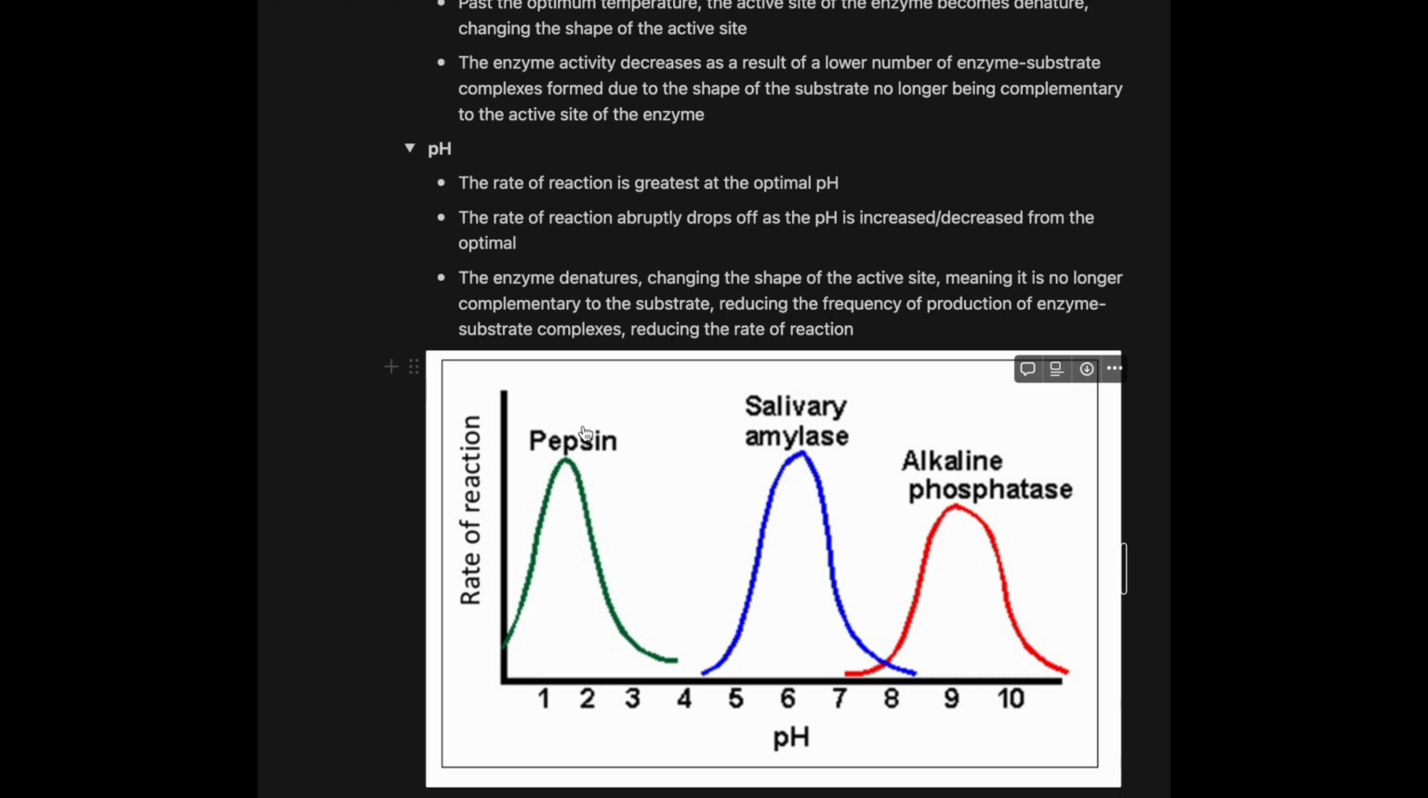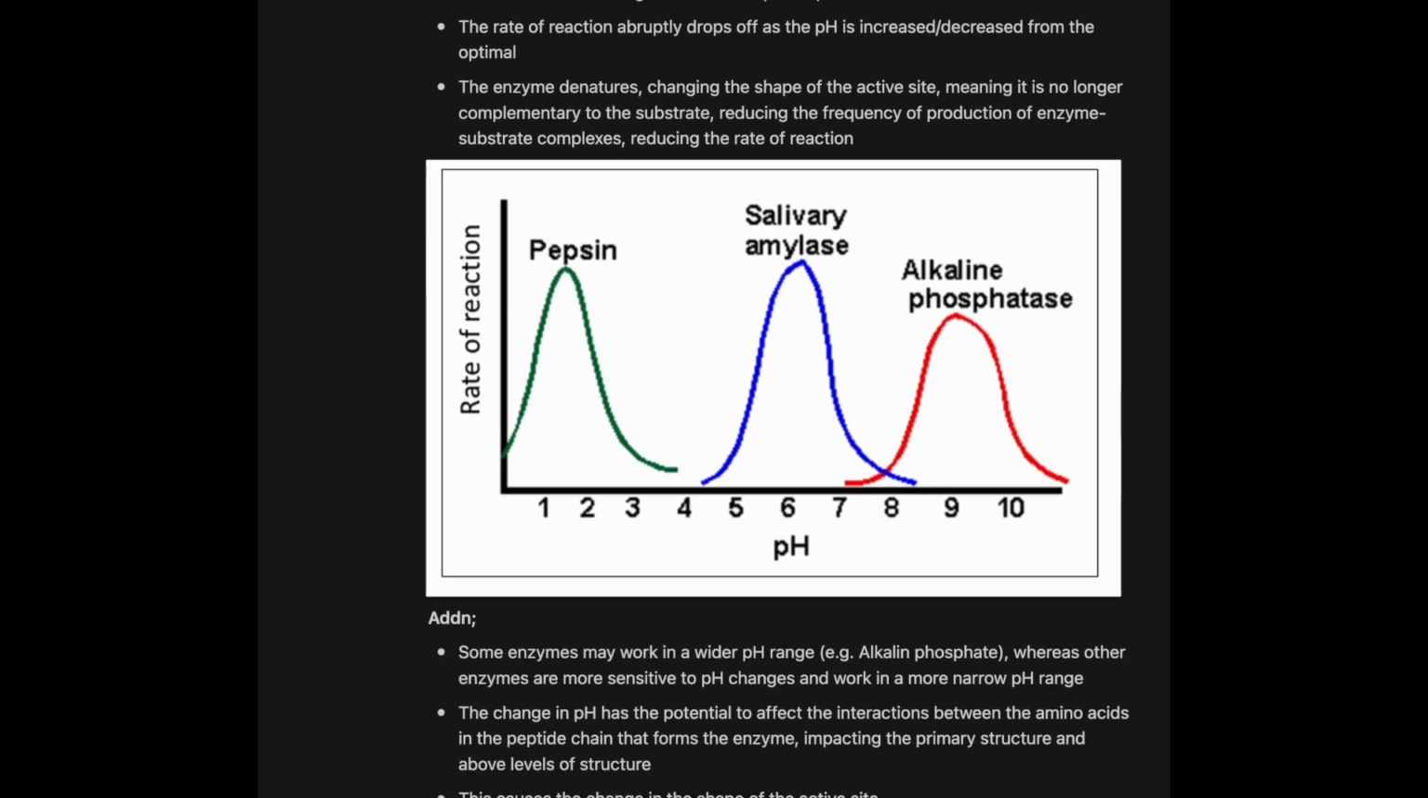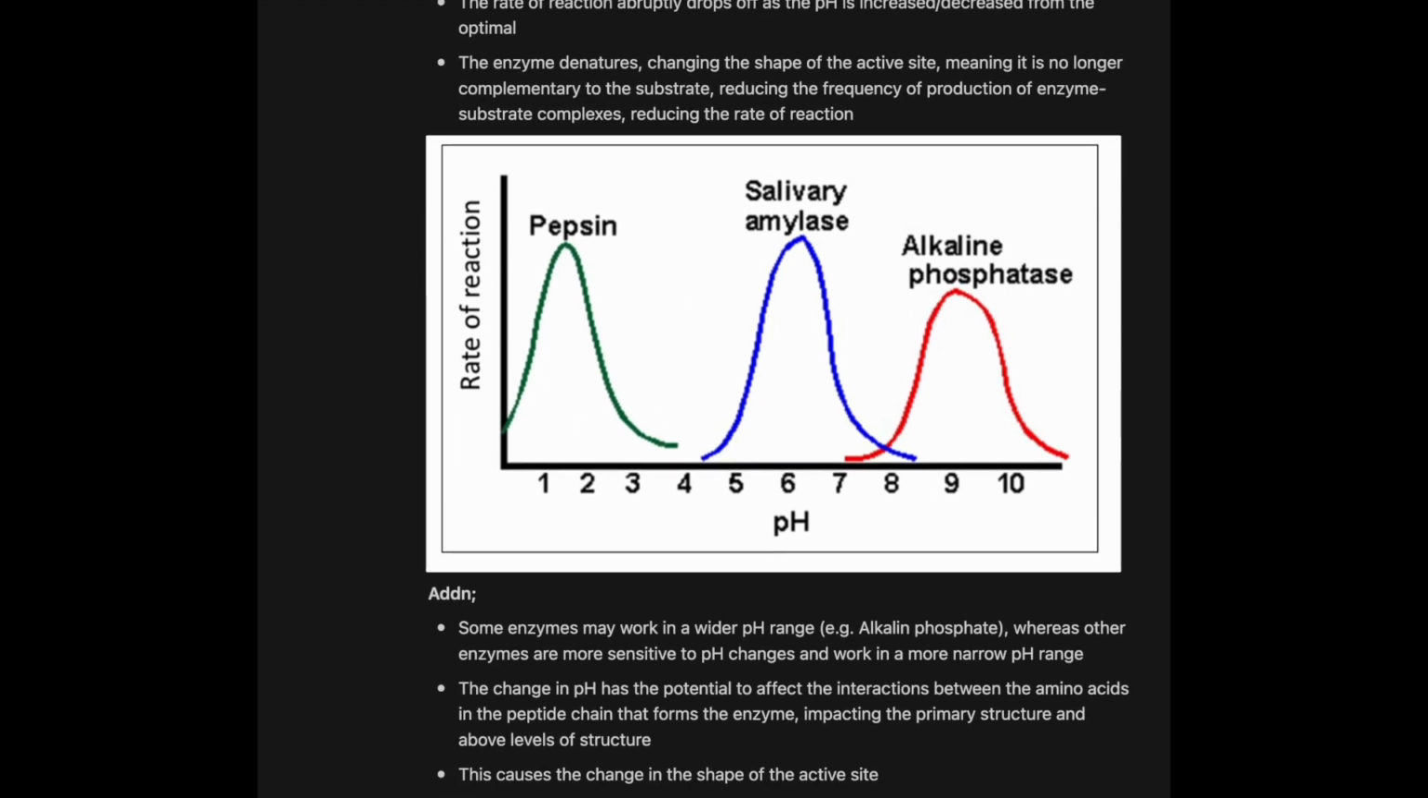And this would mean that fundamentally, the rate of reaction will be reduced as a result, as we can see here. So some additional notes. Some enzymes tend to work in a wider range of pH conditions, for example, alkaline phosphatase, whereas other enzymes are more sensitive to pH changes and may only work in a more narrow range, such as pepsin.